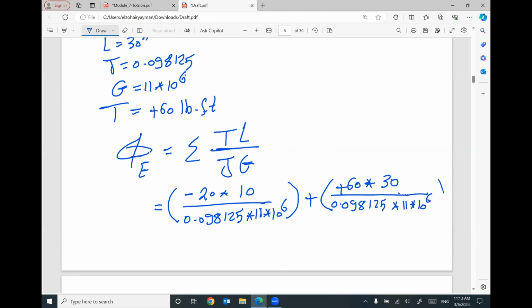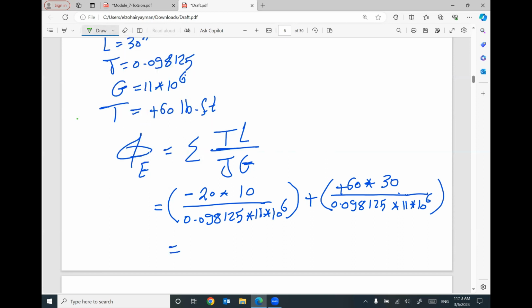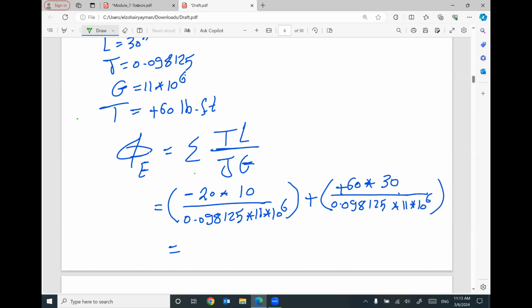Before calculating the final answer, make sure you have the correct units. This torque is given in pound-foot, this length in inch, this J in inch to the power 4, and this G is in PSI, pound per inch square. Everything looks good, but I have to multiply this torque by 12 to be in pound-inch. Then I can find the value: negative 20 times 12 times 10.